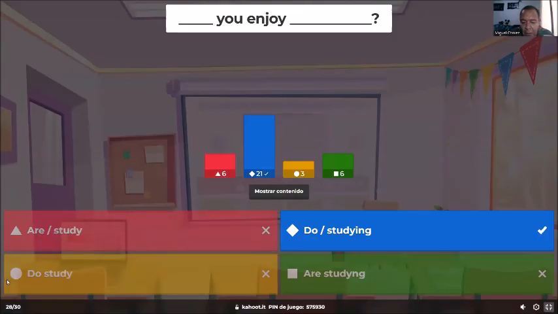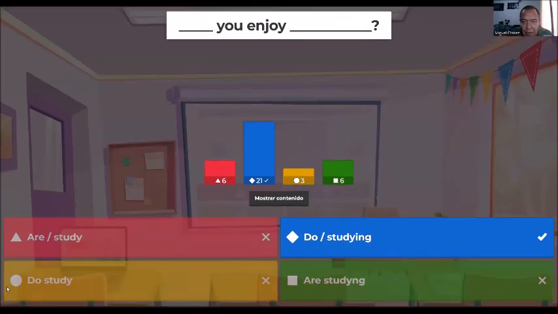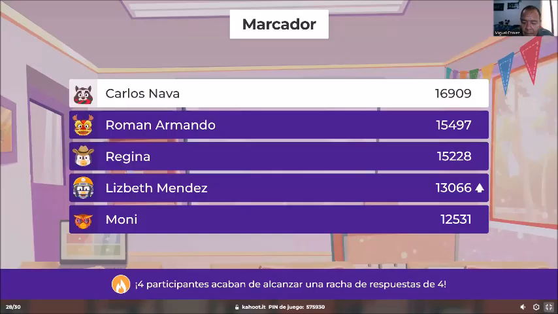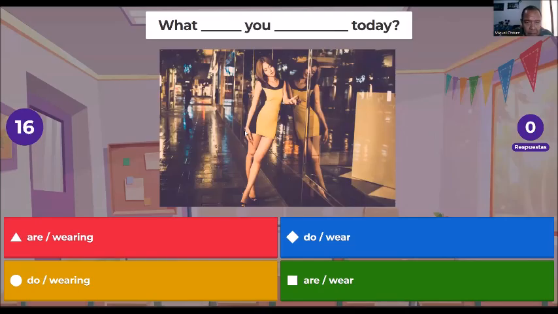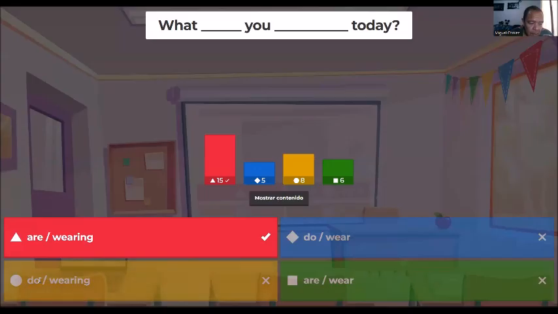Do and studying are the words that we need to complete this question. Do you enjoy studying? What are you wearing today?